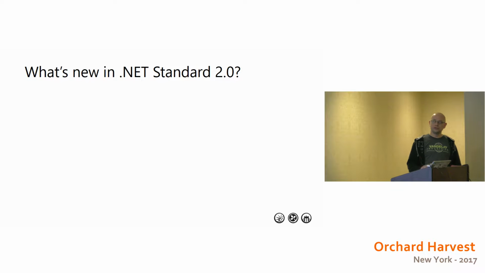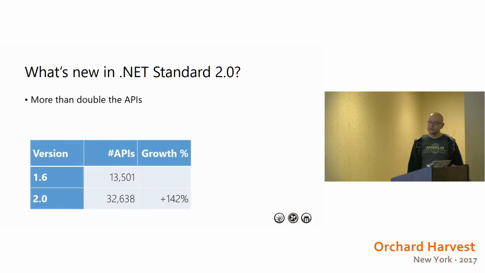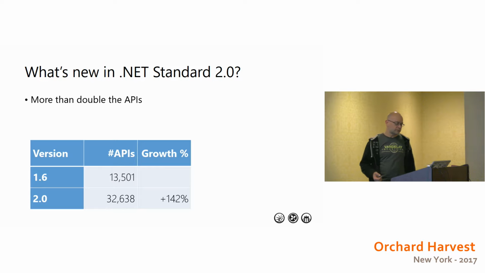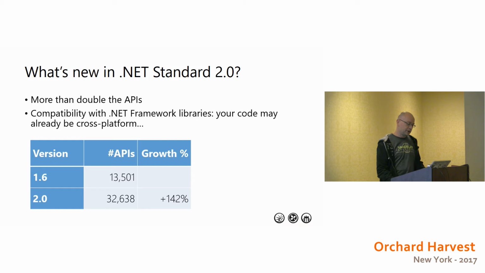The main goal of .NET Standard 2.0 is to do that catching up, so that the API surface of .NET Standard 2.0 is almost the same as the API surface of the .NET Framework, except for those APIs that are really highly specialized for Windows. So the number of APIs has more than doubled. If you look at those numbers here, they are pretty impressive, I think. But the point being that this is pretty much the same surface area as .NET Framework.